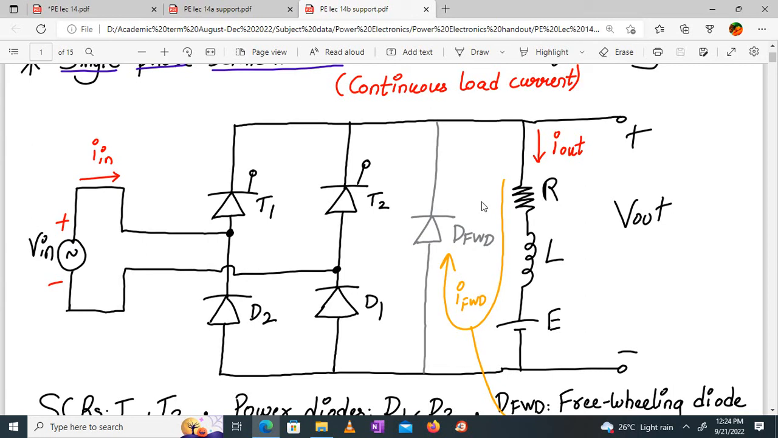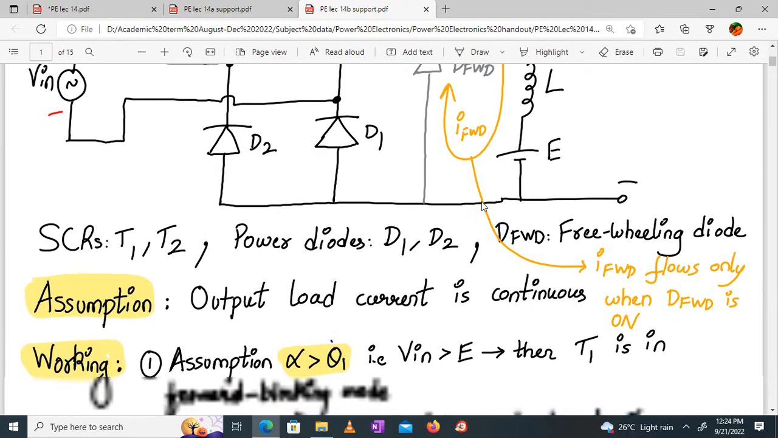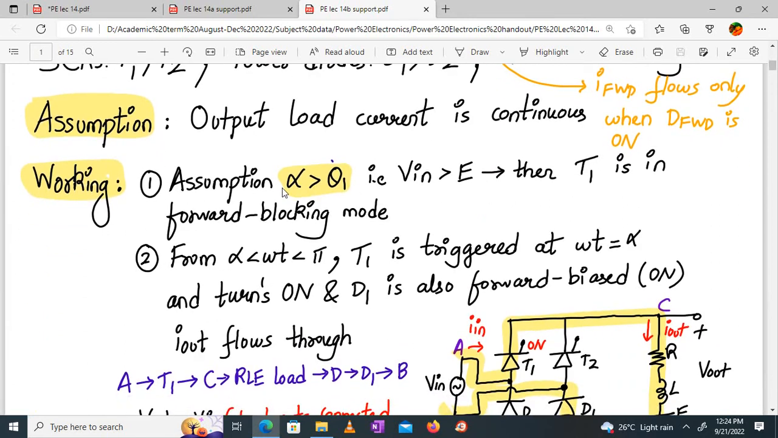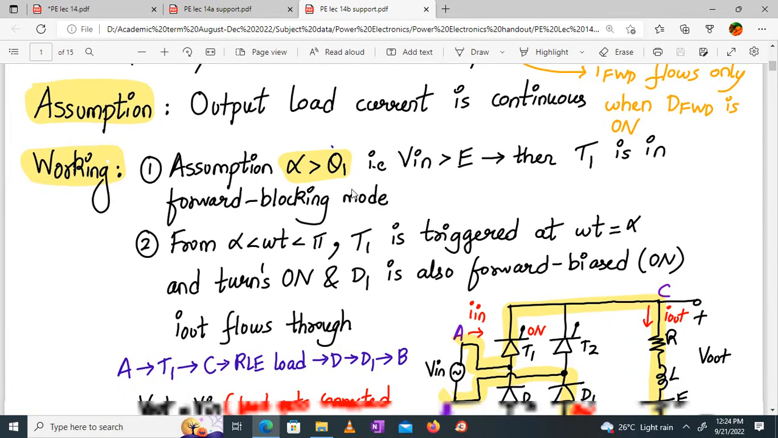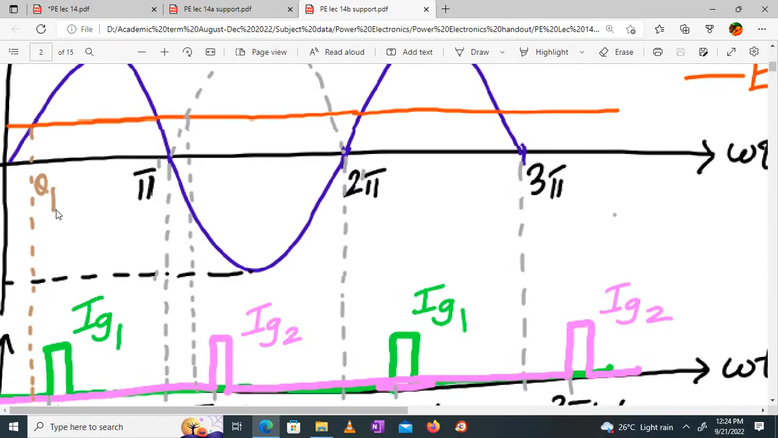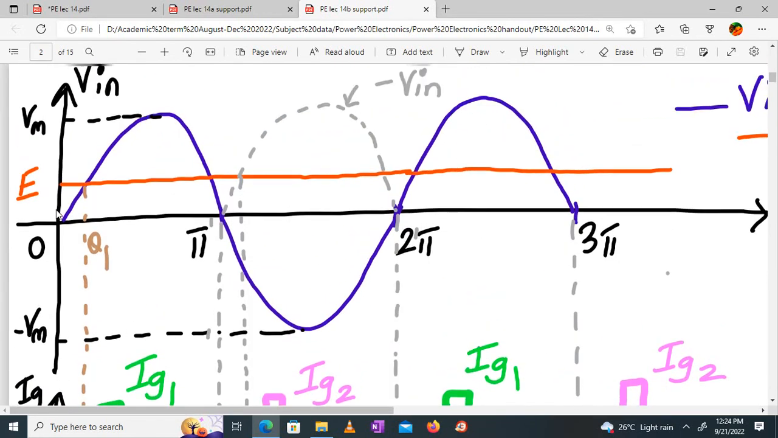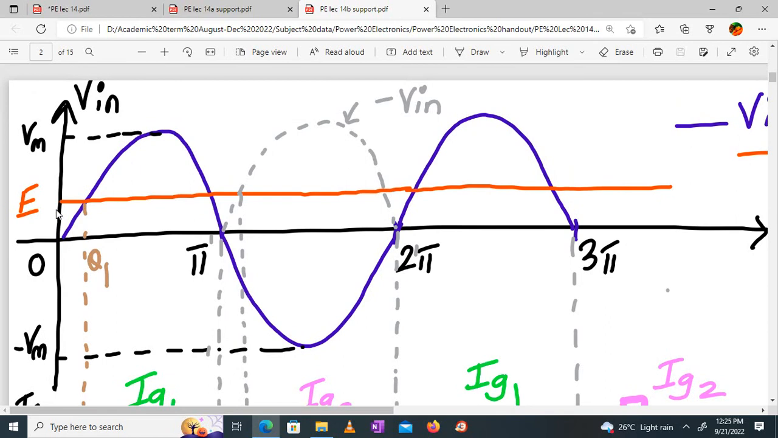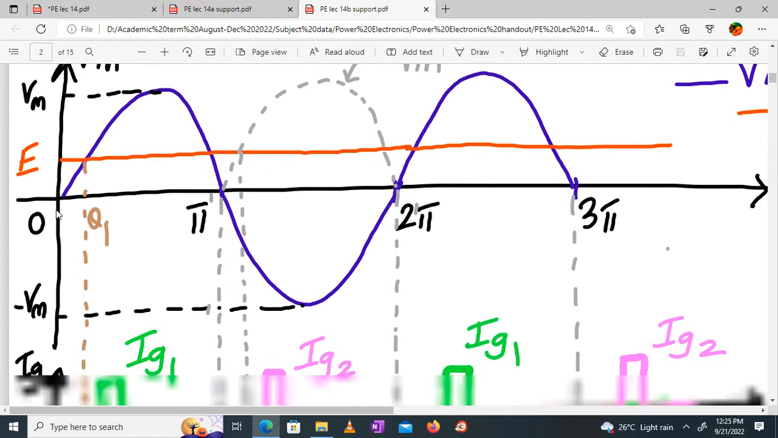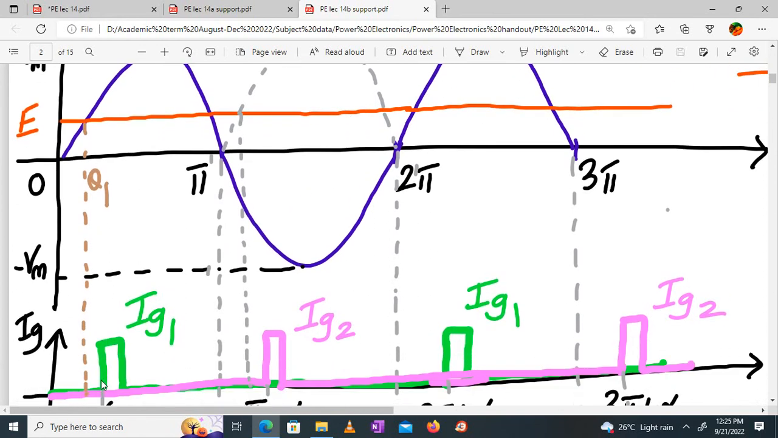Only one difference is there. That difference I'm telling now. This is the difference: alpha should be greater than theta 1. See how. Now, E is a constant value, right? So you should carefully select the firing angle; alpha should be greater than theta 1. If it is before, it will not function.